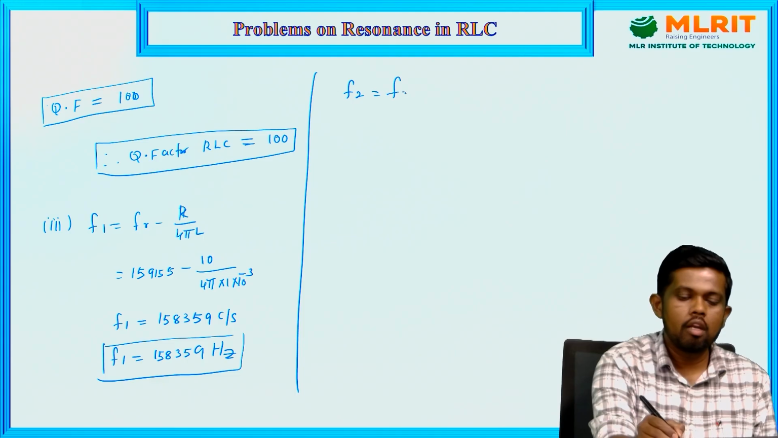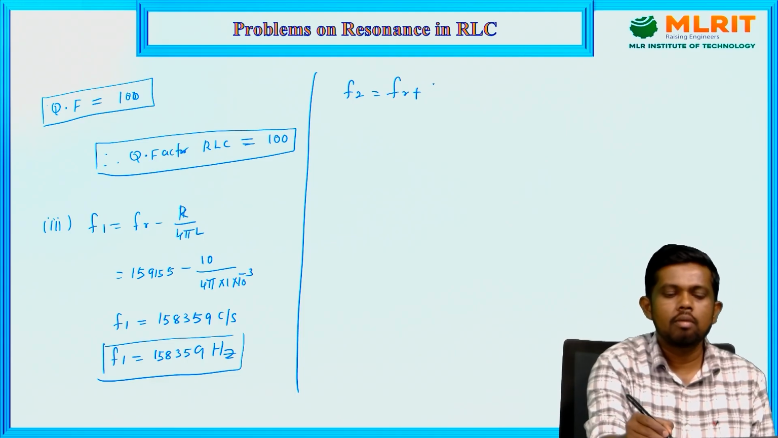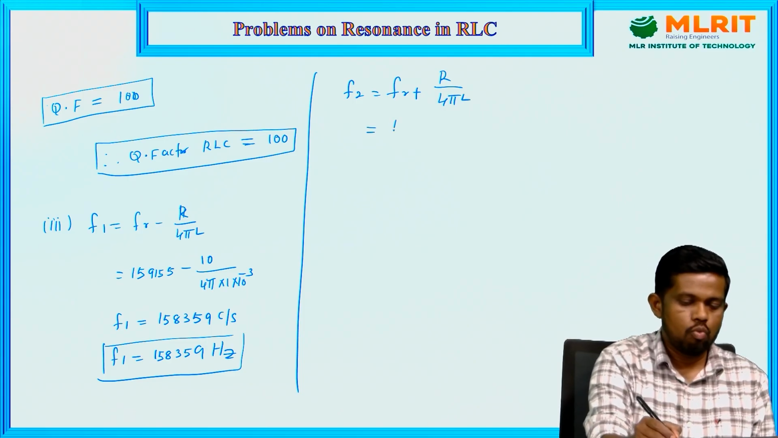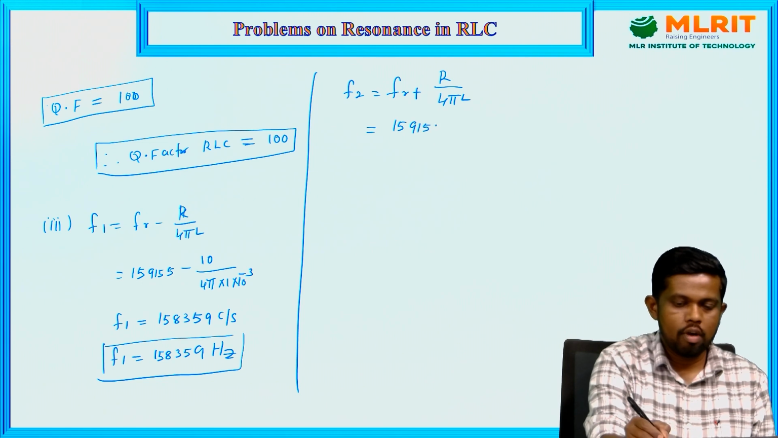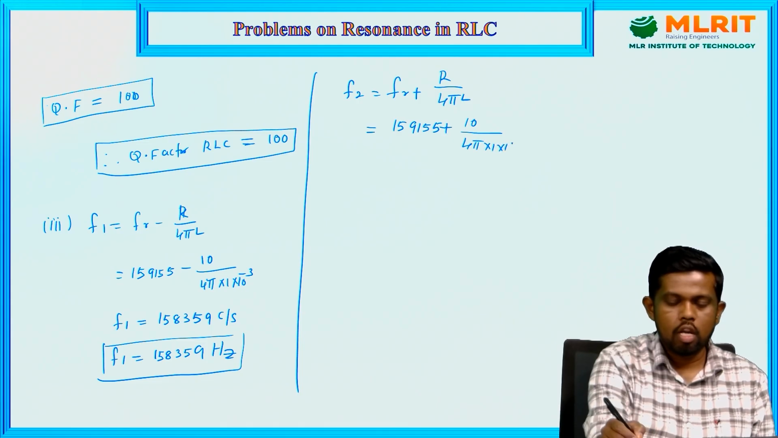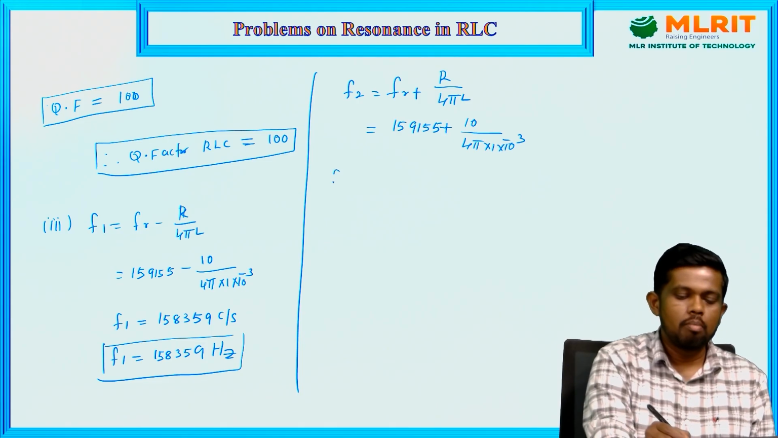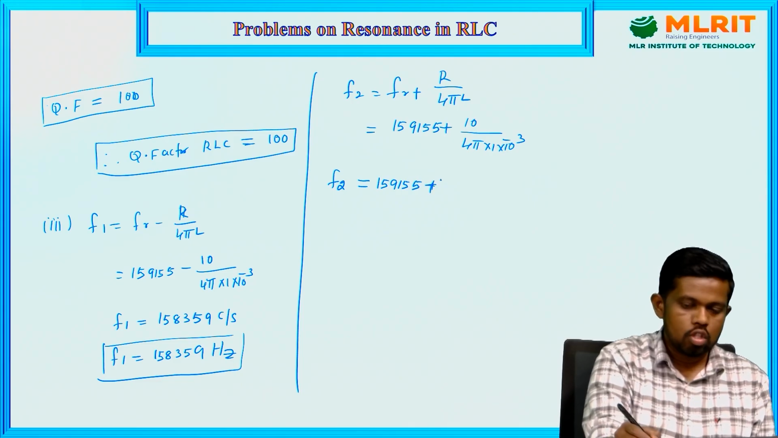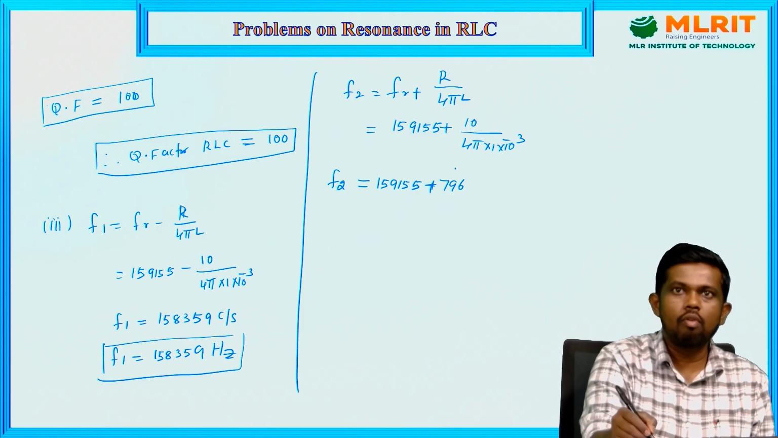F2 is equal to again FR plus R upon 4 pi L. Then substitute these values in the formula. We get 159155 plus 10 divided by 4 times pi into 1 into 10 power minus 3. After simplification of these two terms, for the second term we will get 796.